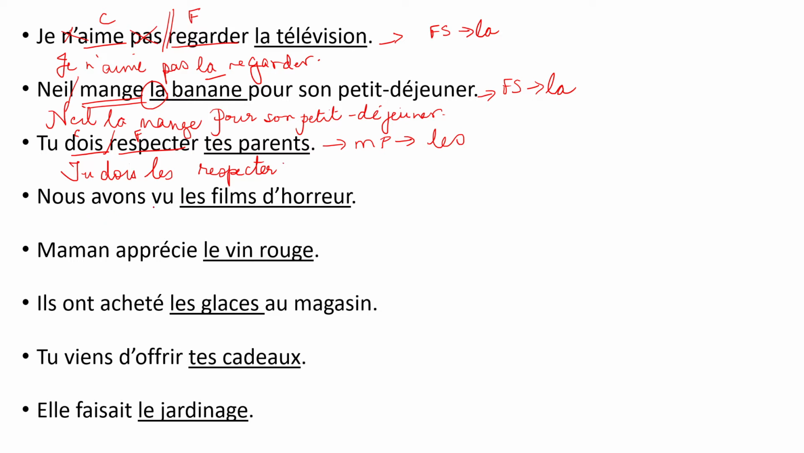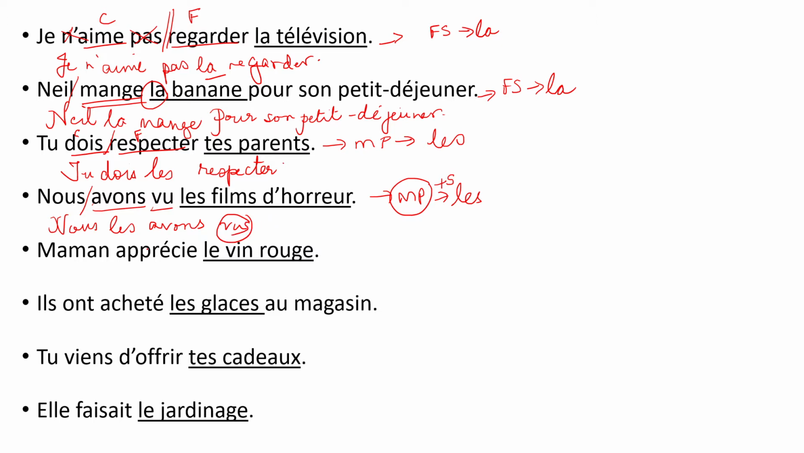Then, nous avons vu les films d'horreur. Now, les films d'horreur is masculine plural, will become les. Now, where do you place it? This is passé composé. In passé composé, auxiliary participle, it is placed before the auxiliary. So it will become nous les avons vus. Now, please remember that when you're talking about passé composé and the direct object, you have to agree the participle with what you've replaced. What you've replaced is masculine plural, so the extra that you need to add on to the participle is an extra s. So it will become nous les avons vus with an s.